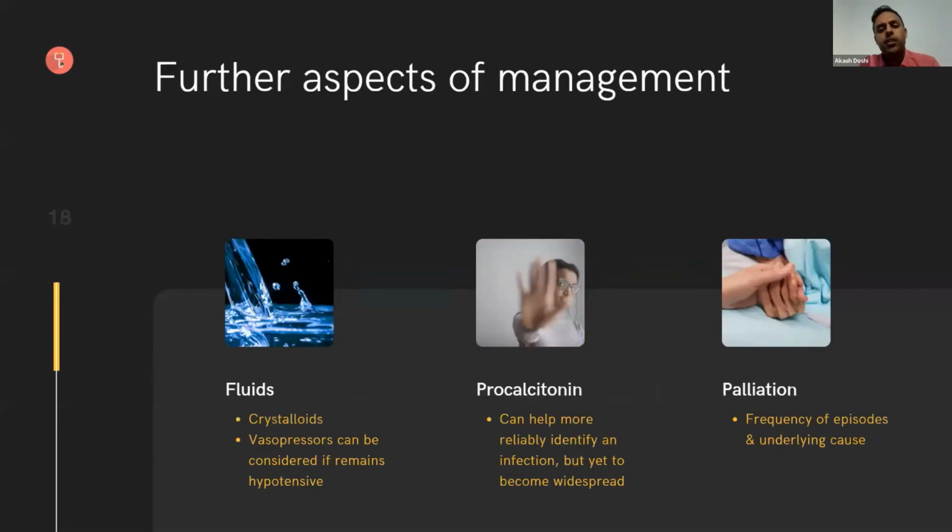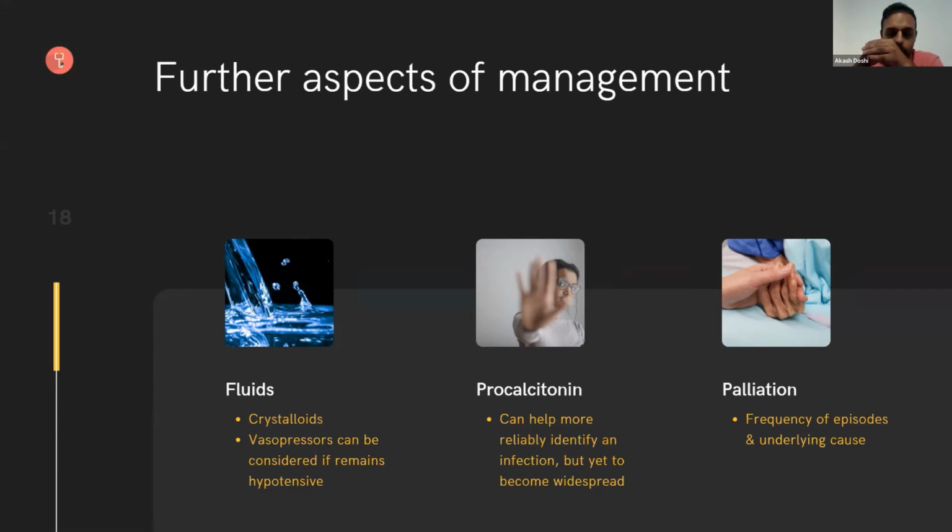Here are a couple of further aspects of management, which are a little bit more broad and a little bit more advanced. So, fluids. The fluids that we're going to use are crystalloids. We're thinking Hartmann's, Plasma-Lyte, 0.9% saline. Of those three, there is not great evidence to suggest that Plasma-Lyte or Hartmann's, your balanced salt solutions, are better. There is a little bit of evidence, but it's not conclusive. And so that kind of area is still being looked into further.